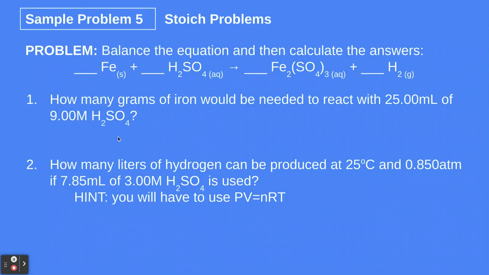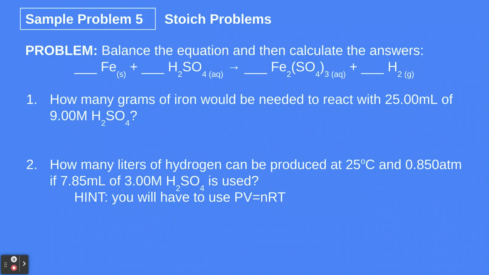So you are going to use this equation for both of these, balance it, and then number one asks how many grams of iron would be needed to react with 25 milliliters of 9.00 molar sulfuric acid. So for that one, you're going to start with volume of sulfuric acid, use the molarity to get to moles, then to moles of iron, then to grams of iron.